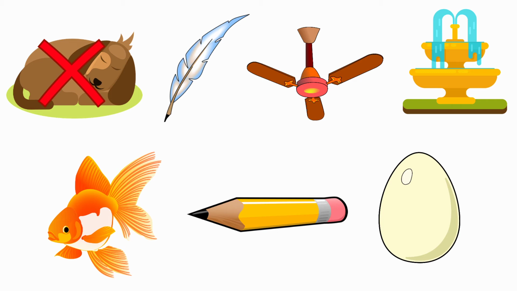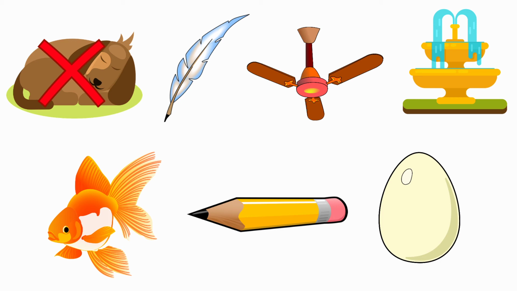Next one, fish. Fish. The beginning sound of the picture fish is if. And the sound of the letter F is if. Both are same sounds. So, we should not put a cross for the picture fish.